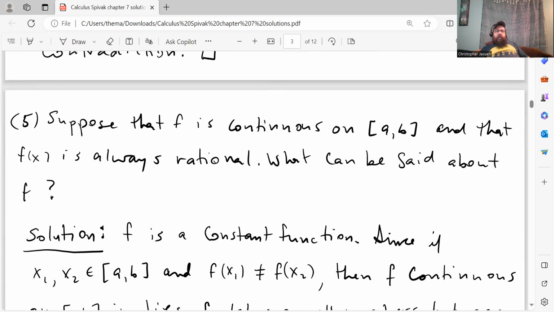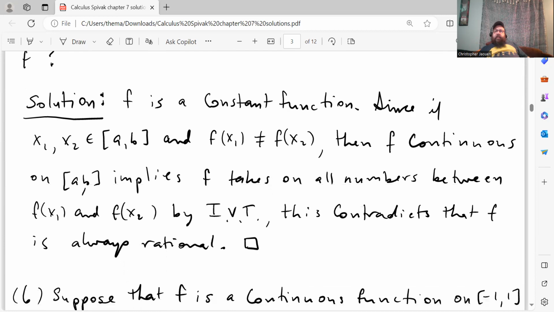Okay, question number 5. Suppose that f is continuous on the closed interval from a to b, and that f of x is always rational. What can be said about f? So what can we say about f?